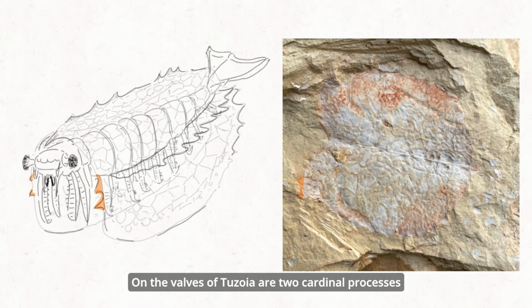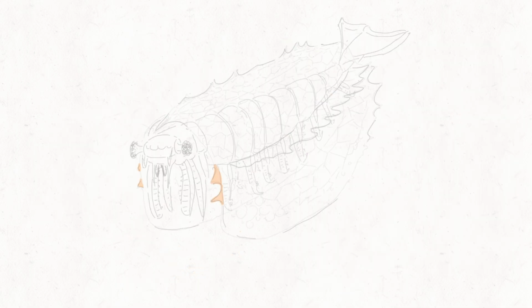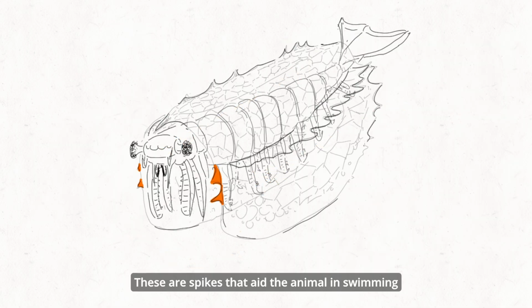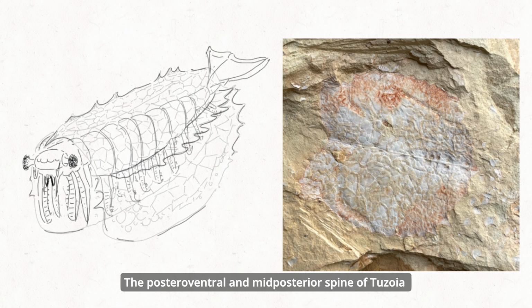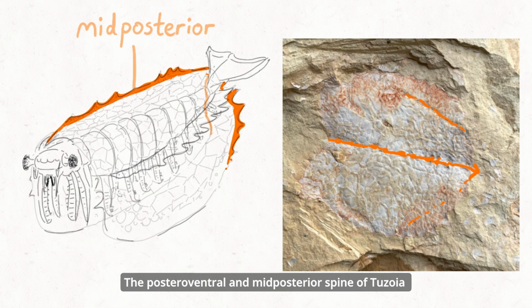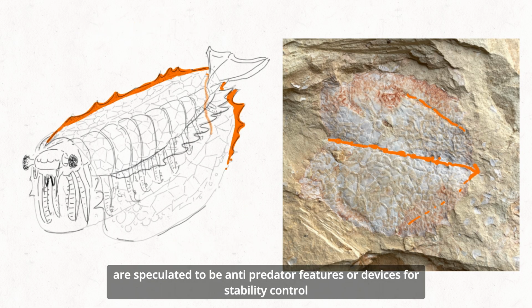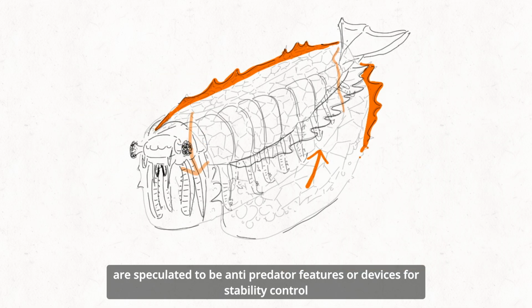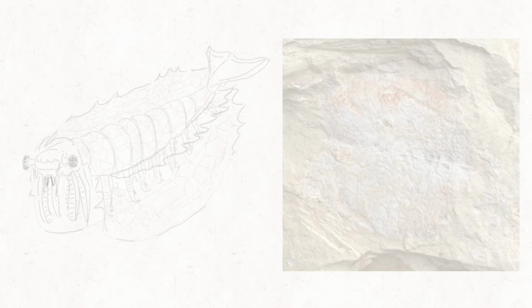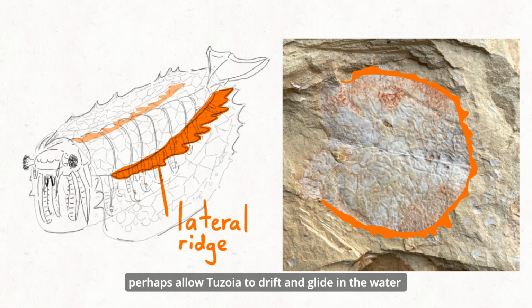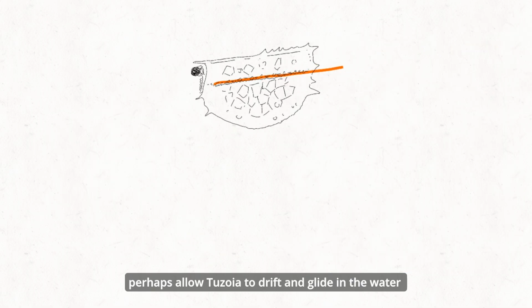On the valves of Tizoia are 2 cardinal processes. These are spikes that aid the animal in swimming. The posterior ventral and mid-posterior spine of Tizoia are speculated to be anti-predator features or devices for stability control. The lateral ridge perhaps allowed Tizoia to drift and glide in the water.